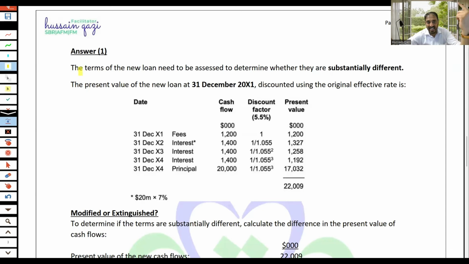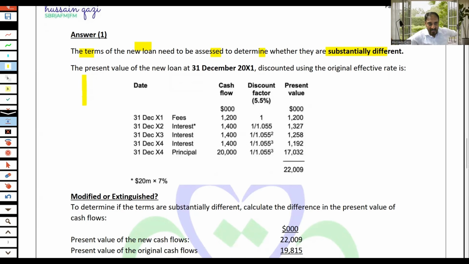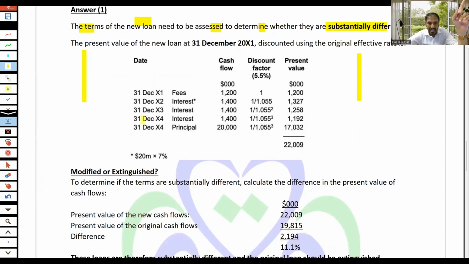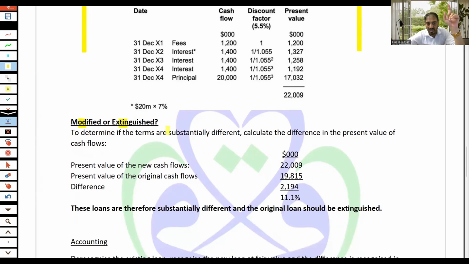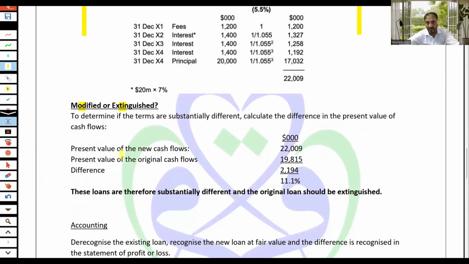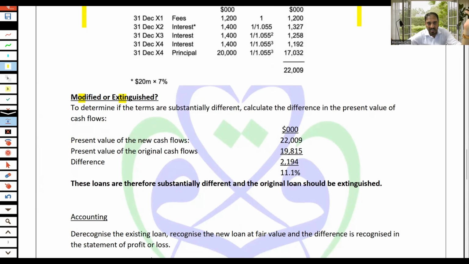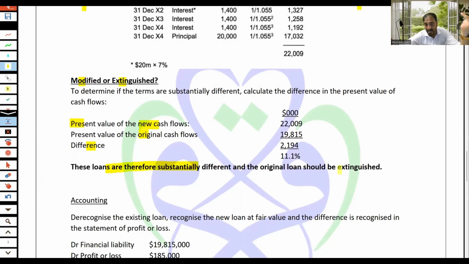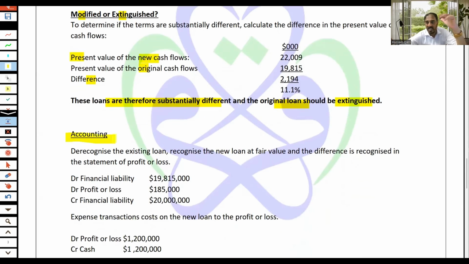You can start with: the terms of the new loan need to be assessed to determine whether they are substantial. You can refer to this working with your spreadsheet. You have to make the working in the spreadsheet and then work out whether it is modified or extinguished, like we have covered in our example. Present value of the original cash flows, present value of new cash flows, difference. The loans are substantially different, so the original loan should be extinguished. This should be the accounting.